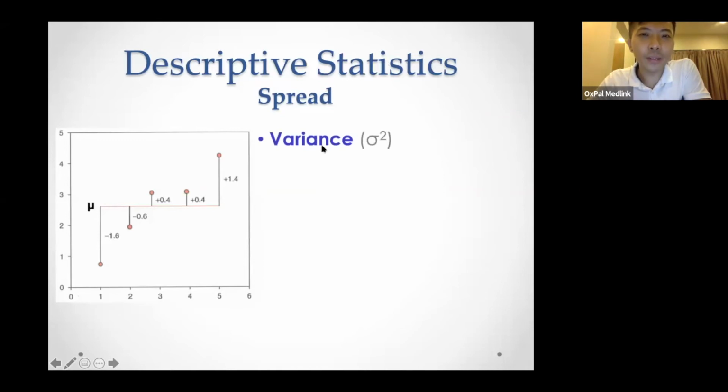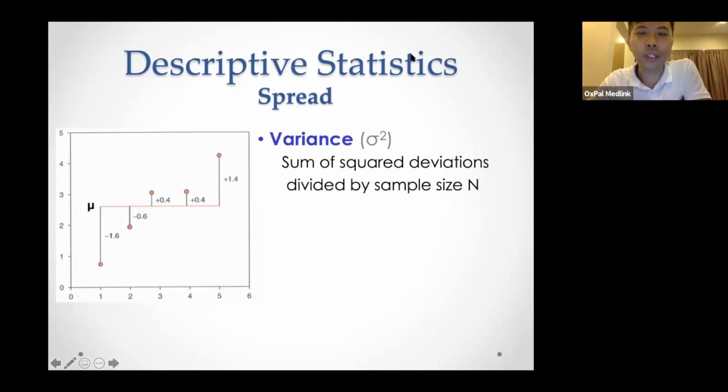So variance is denoted by sigma square. And how do we calculate variance? Variance is the sum of squared deviations divided by the sample size n. So what this means, say the deviations are 1.4, 0.4, 0.4, 0.6, minus 0.6 and minus 1.6. We take all these deviations, we square them and we sum them. That's what is meant by the sum of squared deviations. Then we divide it by the sample size, that's 5.